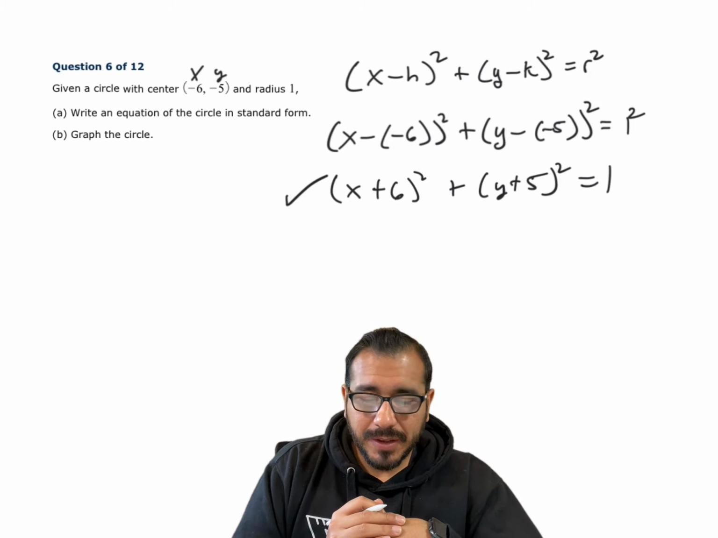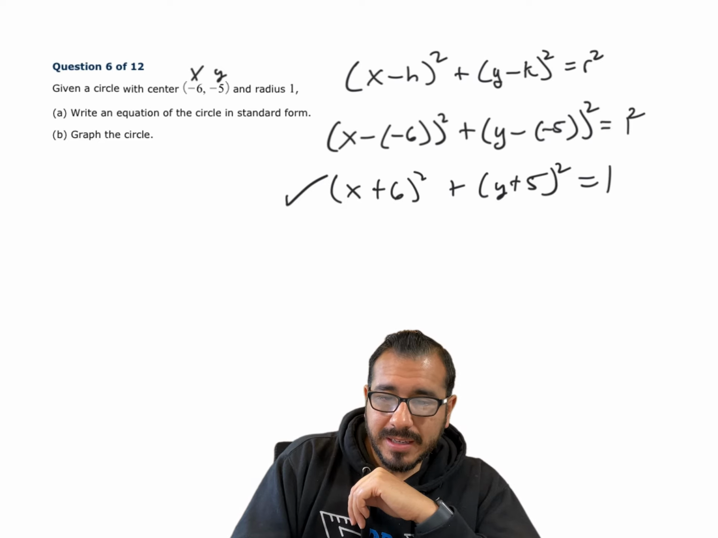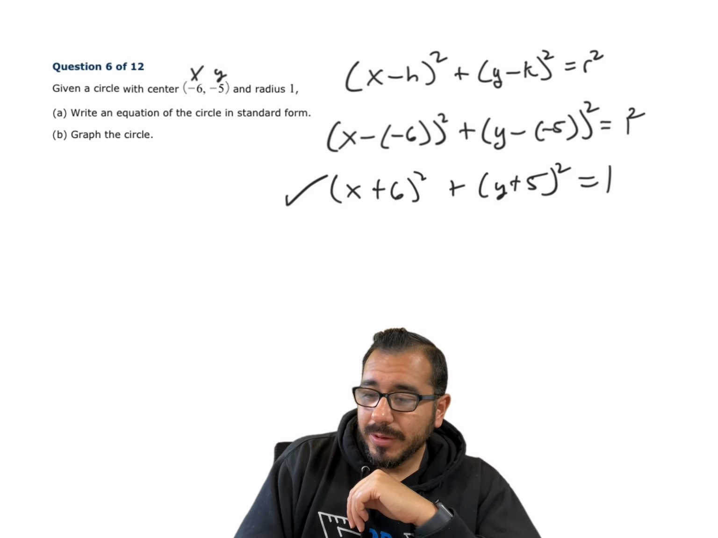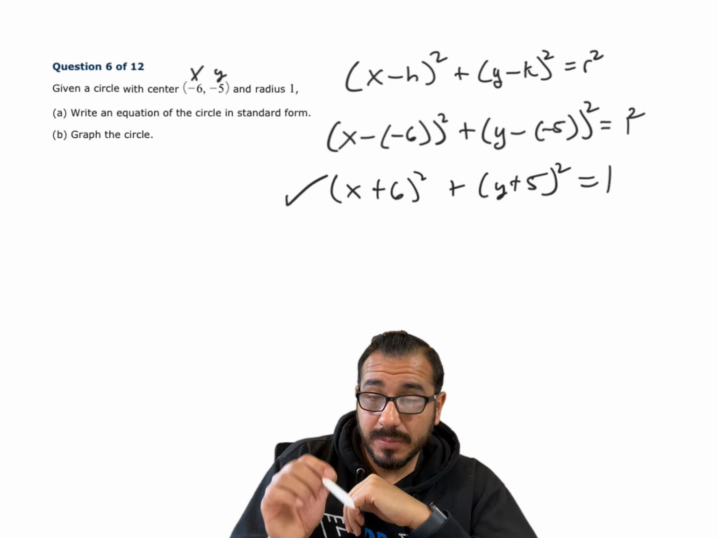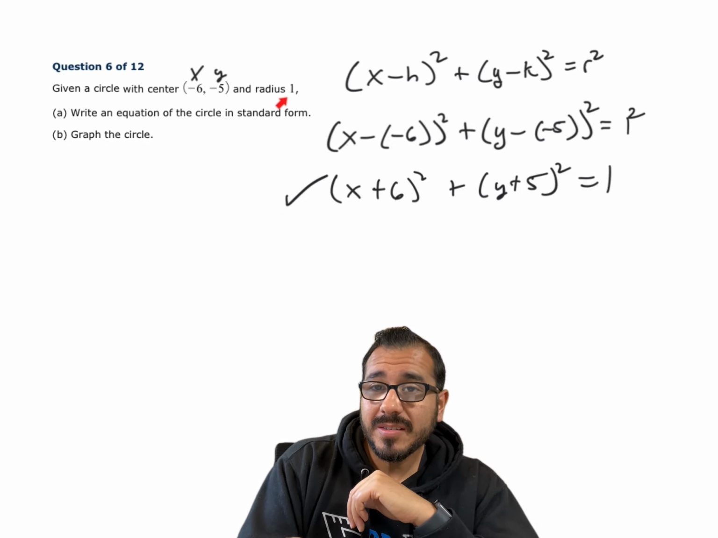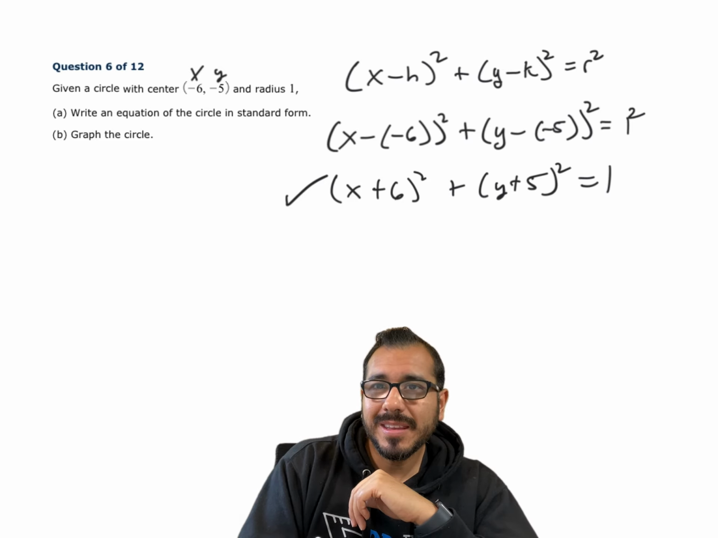And if I had to graph it, let's take a look at our graph. I think I already did this for us on our next page. So remember, the center, when we graph it, is going to be centered at -6, -5. So that's going to be our point. And then our radius is 1. So we're going to go up 1, make a point. Down 1, make a point. Left 1, right 1, and then connect all those, right?